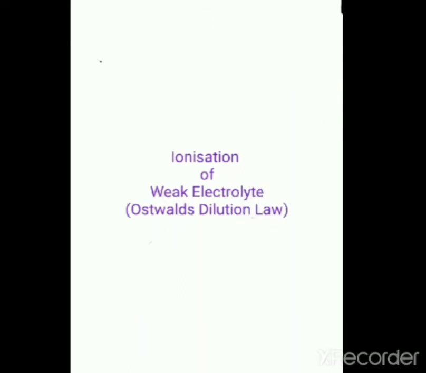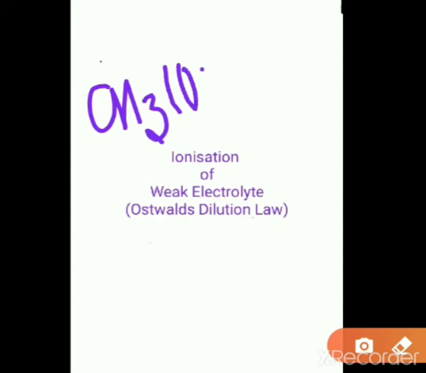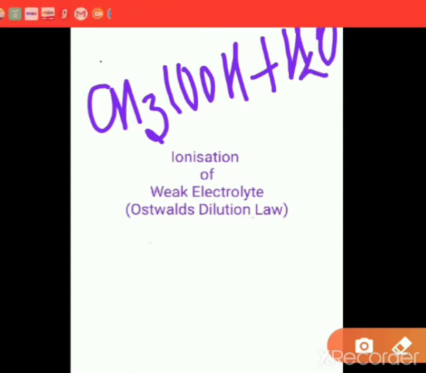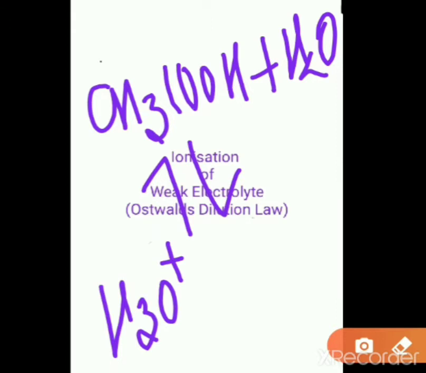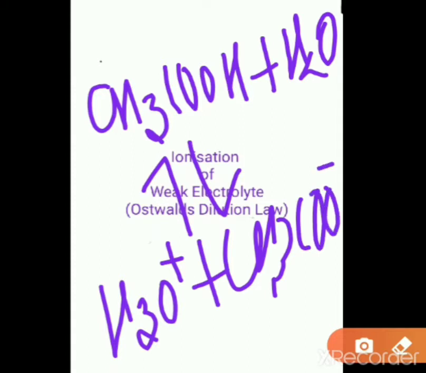So students, suppose we are considering an ionic equation. To understand Ostwald dilution law, we should have an ionic equilibrium equation. Suppose CH3COOH, that is an acid which is a weak acid. When acetic acid is dissolved in water, it dissociates partially into hydronium ion, that is H3O plus, and acetate ion, that is CH3COO minus.